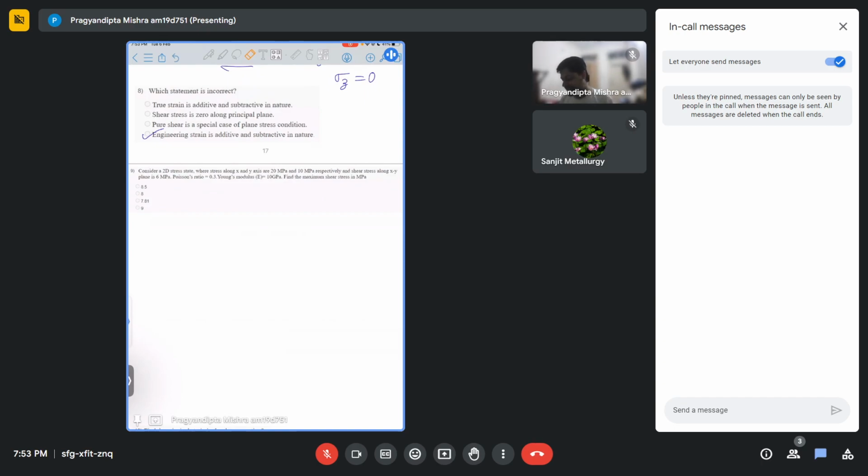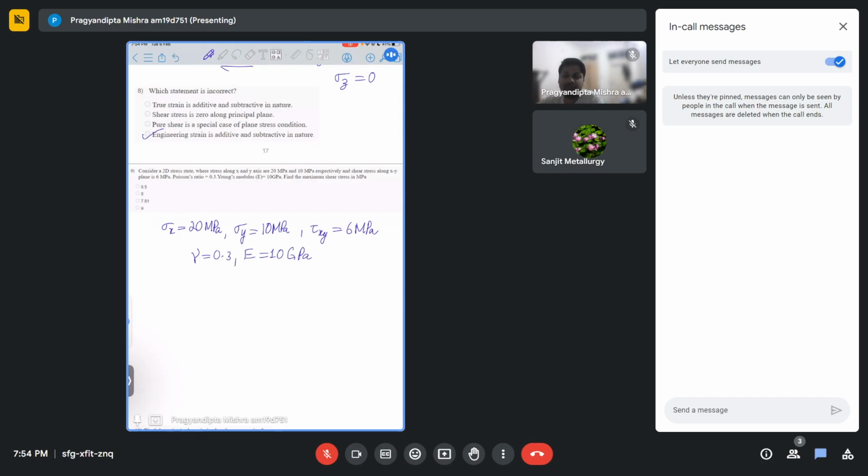Next question. Consider a 2D stress state where stress along x and y axis are 20 megapascals and 10 megapascals respectively. Shear stress on the xy plane is 6 MPa. Poisson's ratio is 0.3, Young's modulus is 10 GPa. Find maximum shear stress. So they have given us sigma x equal to 20 MPa, sigma y equal to 10 MPa, tau xy as 6 MPa, and E and Poisson's ratio 0.3, E is 10 GPa. They have asked us to find maximum shear stress in MPa.